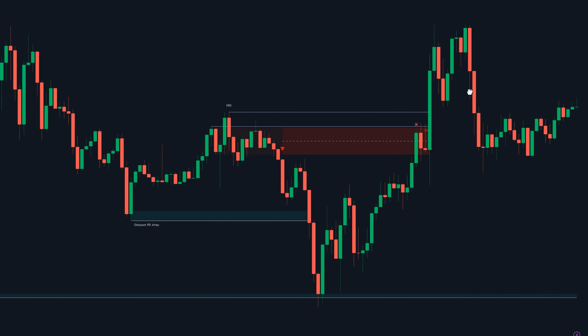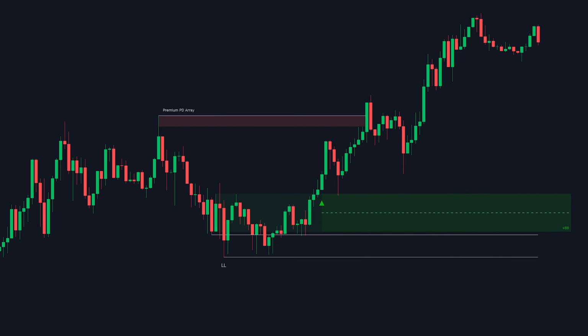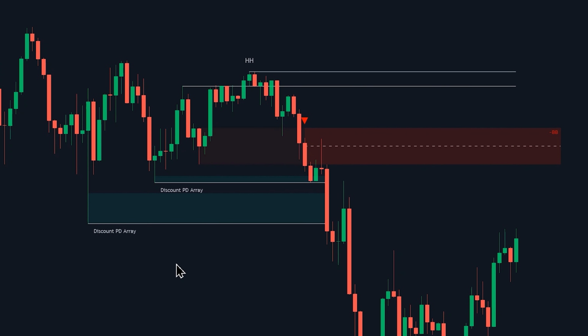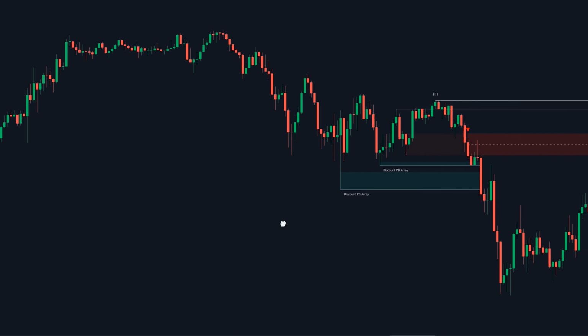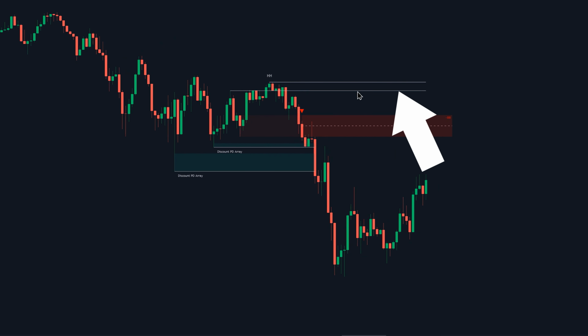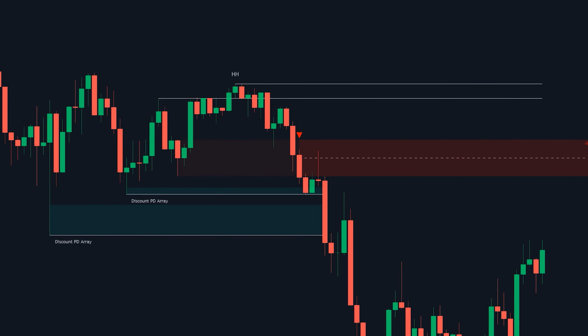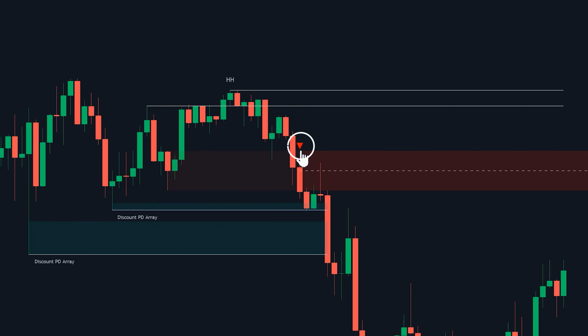Now, let's go over what this indicator is made of. This is a bullish breaker block and this is a bearish breaker block. And then we have discount PD arrays here and here. These are levels that we're going to be using for our take profit placements. And then these white horizontal lines indicate lower lows and higher high levels. Whenever a breaker block is formed, there's going to be a red downward arrow for bearish breaker blocks and green upward arrows for bullish breaker blocks.